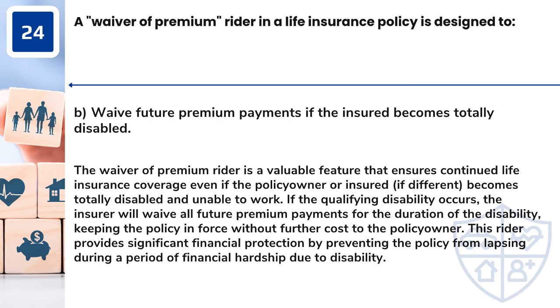Answer: B. Waive future premium payments if the insured becomes totally disabled. The waiver of premium rider is a valuable feature that ensures continued life insurance coverage even if the policy owner or insured, if different, becomes totally disabled and unable to work. If the qualifying disability occurs, the insurer will waive all future premium payments for the duration of the disability, keeping the policy in force without further cost to the policy owner. This rider provides significant financial protection by preventing the policy from lapsing during a period of financial hardship due to disability.